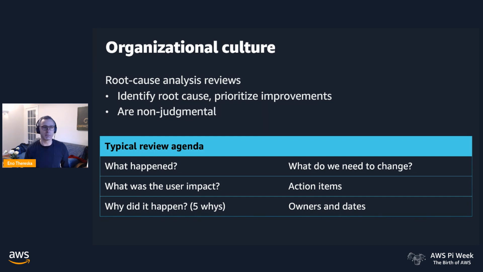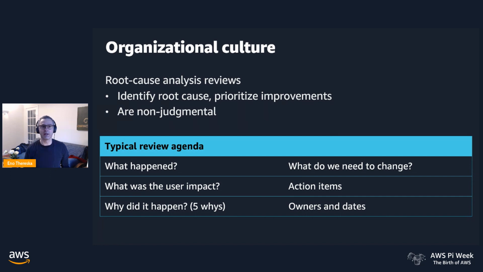We talk about what happened, what was the user or customer impact, and then why did it happen? So we have this notion of the 5 whys, where we kind of go deep in each of the layers, right? Now, it doesn't have to be 5. It can be 2, it can be 10. But the point is that you really want to go deep and understand what went wrong in each of the layers in the system that led to this end-to-end problem, right? And then what do we need to change? And the meeting ends with action items and owners and dates.